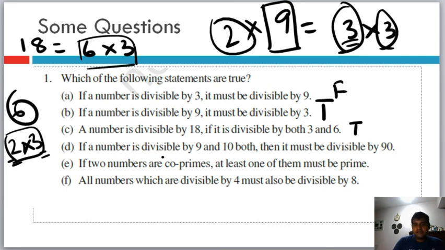Once again, if a number is divisible by 9 and 10 both, then it must be divisible by 90. The answer is true on similar principles that we taught. Now it says that if two numbers are co-primes, at least one of them must be prime. We talked about it. Let's go back to that.